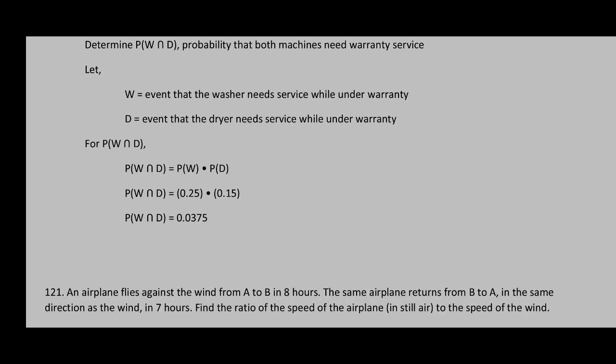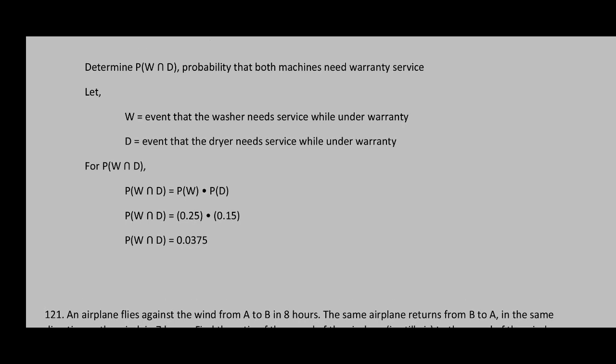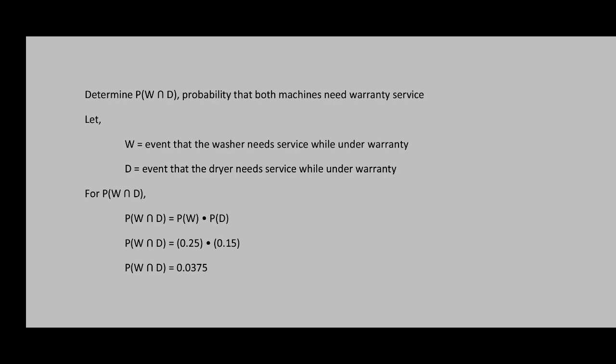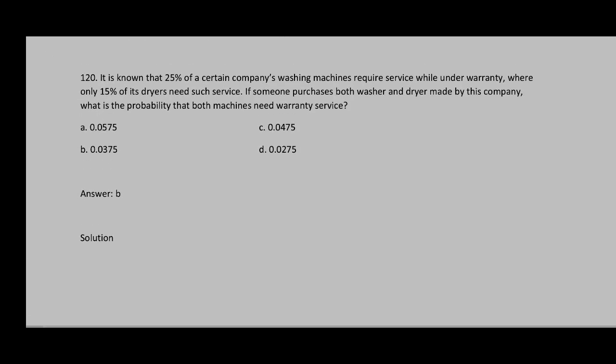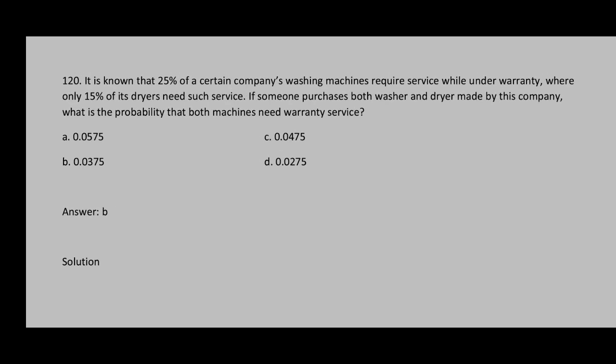So, solution, determine P of W intersection D, the probability that both machines need warranty service. Let W is the event that the washer needs service while under warranty, and D is the event that the dryer needs service while under warranty. P of W intersection D is equals to P of W dot P of D, which is 0.25 times 0.15. Multiply lang naman yan. Sagot daw dyan ay 0.0375, or yung P natin na W intersection D. Pag nakita mo yung tanong na sa board exam, sagot dyan ay letter B, 0.0375.